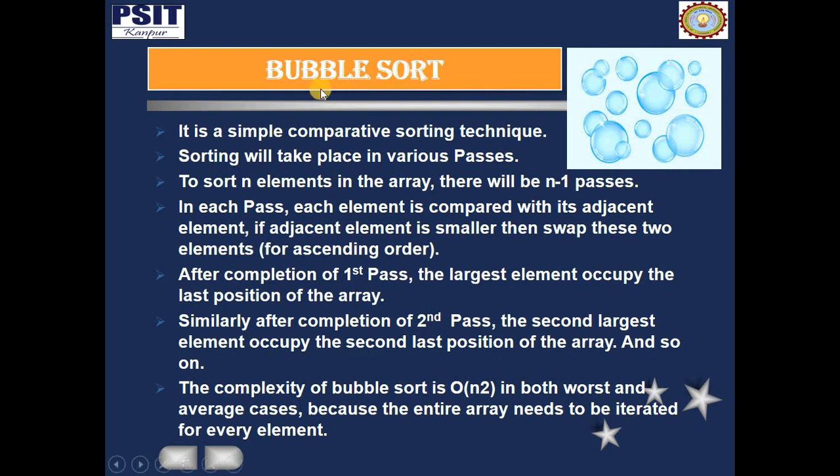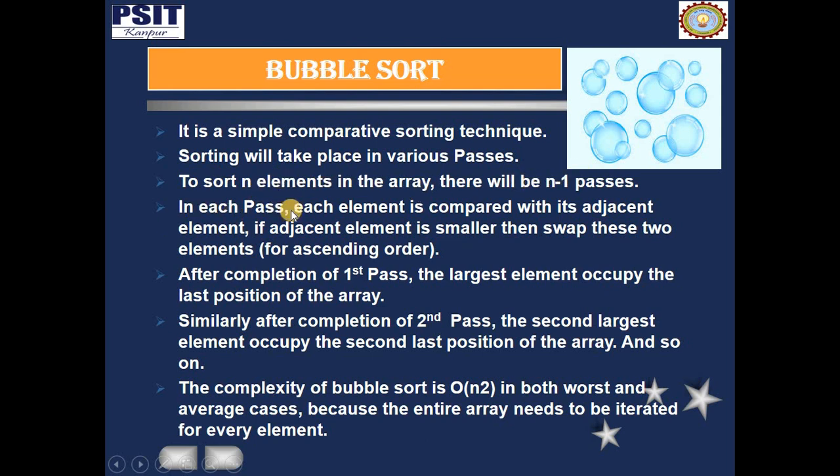So let's talk about the bubble sort. It is a simple comparative sorting algorithm. Sorting will take place in various passes. So for example, there are n elements to be sorted in the array. Then there will be n minus 1 passes. For example, if I am going to sort 10 elements in my array, then there will be 9 passes. So the number of passes is fixed, n minus 1 passes will be there.